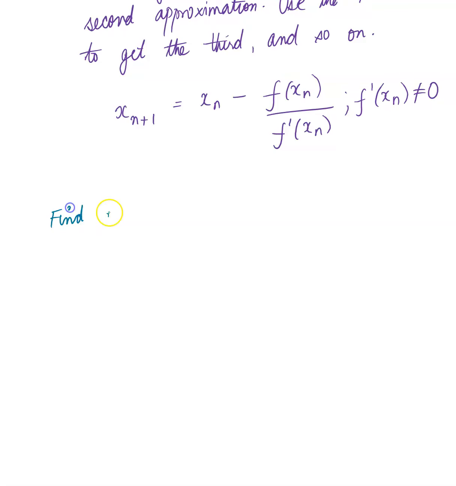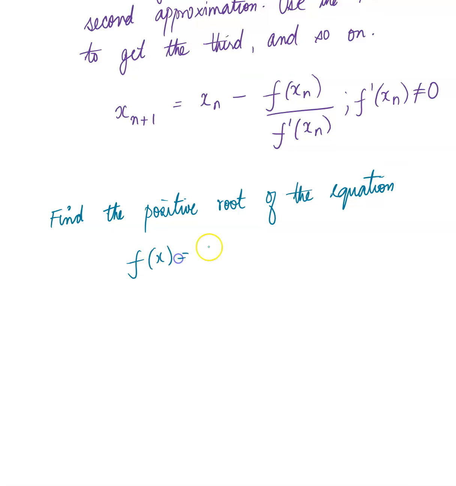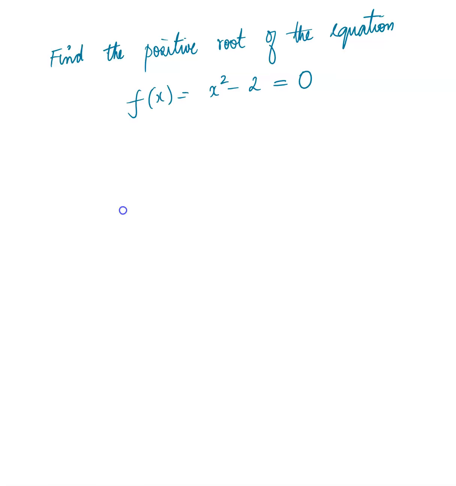The question says, find the positive root of the equation f of x equals x squared minus 2 equals 0. They're already setting it to 0 for us. We need to find the positive root.